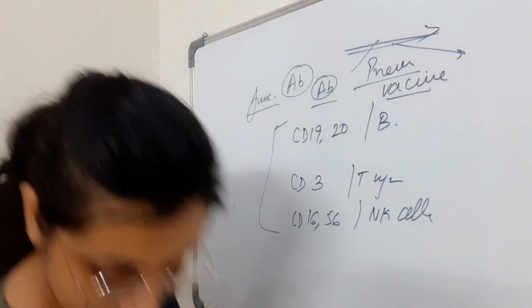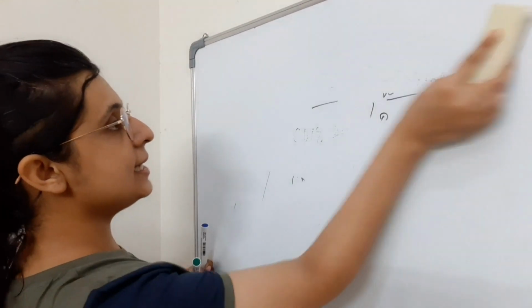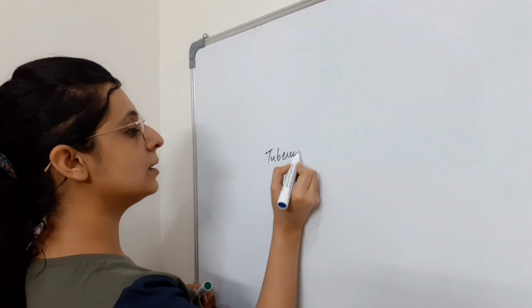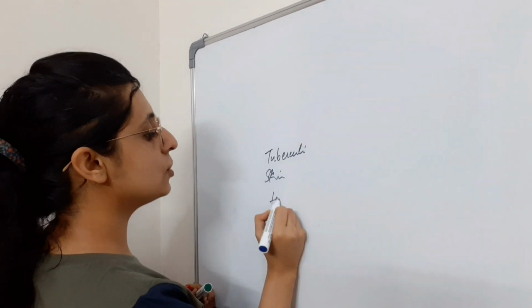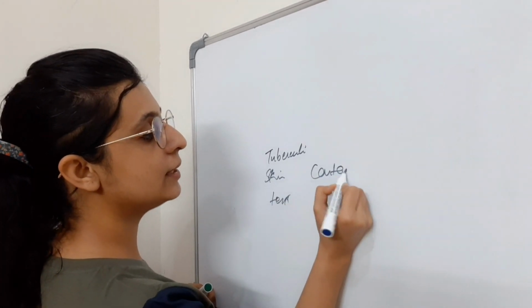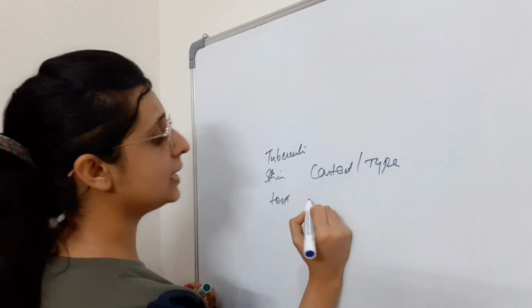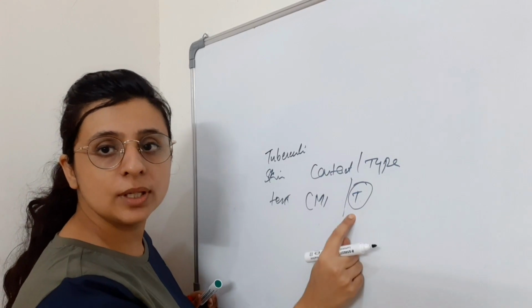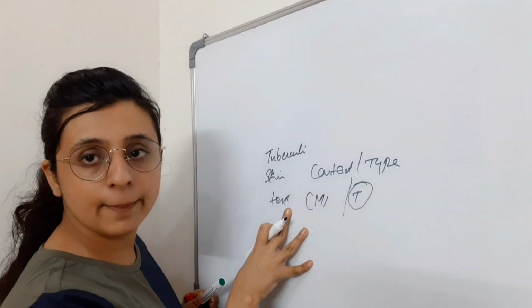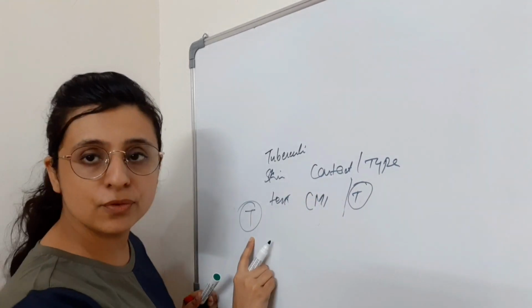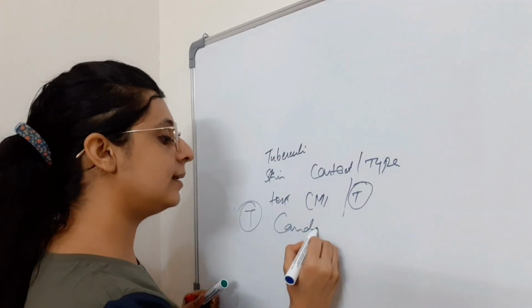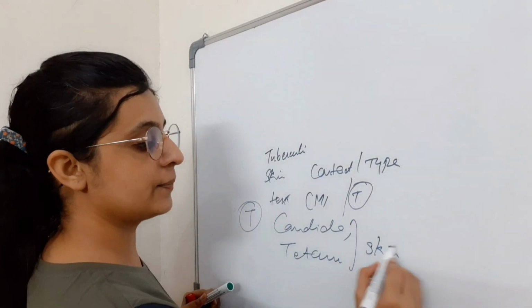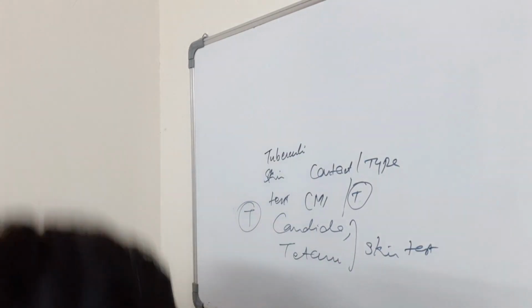Next, what will you do to detect T cell deficiency? See, if you remember tuberculin skin test, alright, it was based on contact hypersensitivity or type 4 hypersensitivity, which is cell mediated immunity or T lymphocyte mediated immunity. So here also we are using the same basis, and in order to detect the T lymphocyte defect, we should ask for Candida or tetanus skin test. So skin test. Alright. Third was a phagocytic defect.